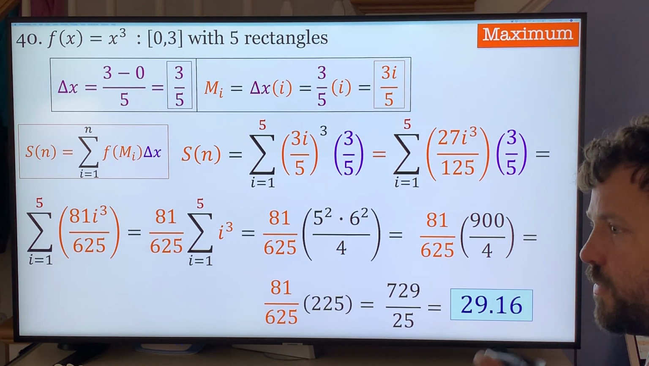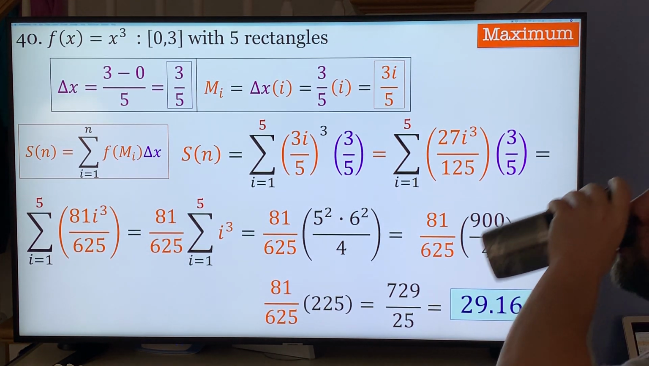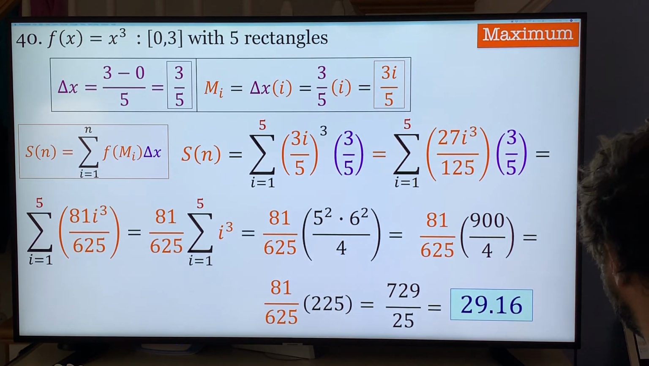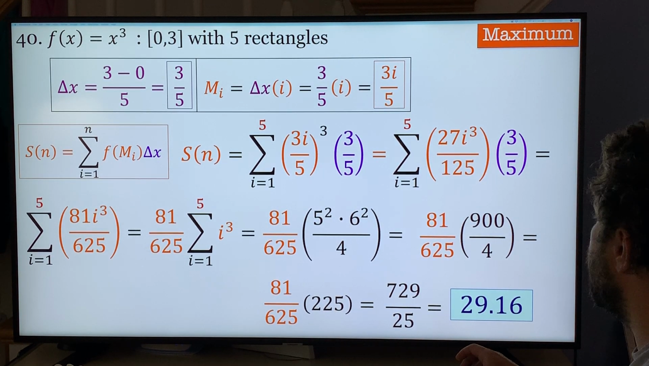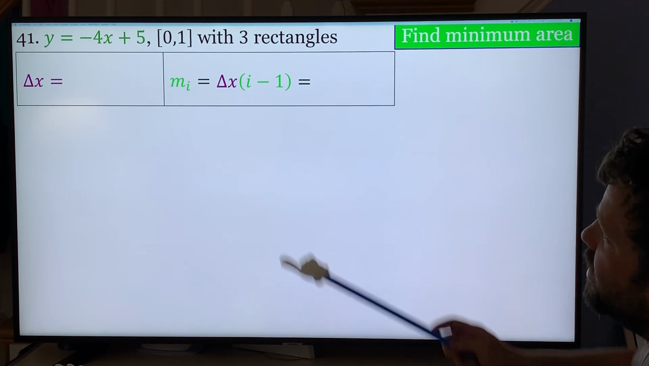All right. We all good? Hopefully. Getting the hang of it? No, not yet. All right, we'll do 2 more. Try to find the minimum area of problem 41.